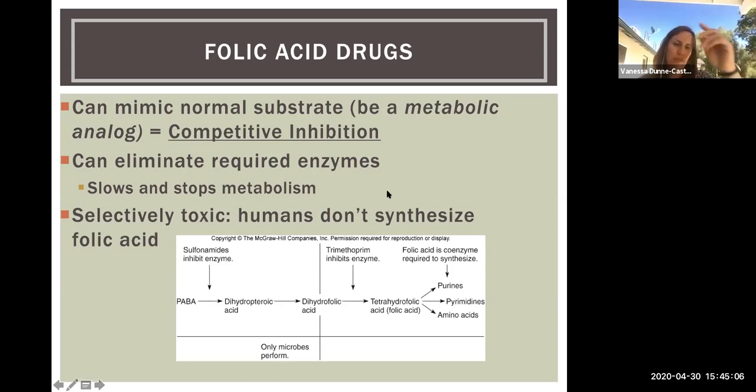The great thing about these classes of drugs is that they're selectively toxic. We humans don't have a folic acid synthesis pathway; we have to get our folic acid through our diet because we don't make it ourselves. So by providing this to a human who is infected, ideally this will just target the pathway in bacteria and not the pathway in humans.